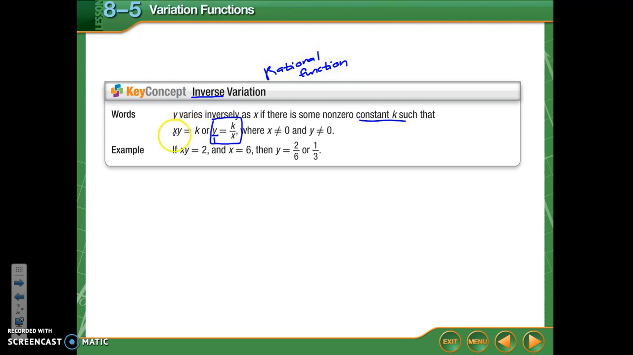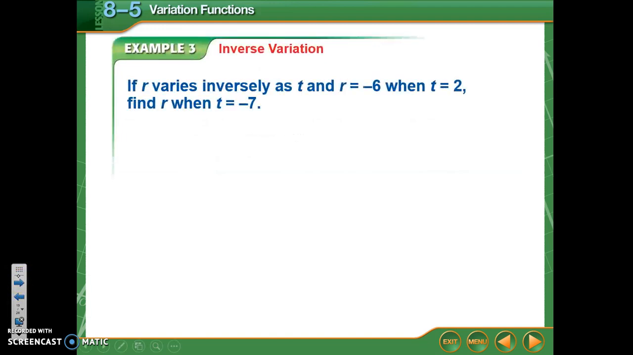Or if I solve for k, I have x times y. So in this example, x times y equals 2. If I were to solve that for y, I would get y equals 2 over x. And if x is 6, then y equals 2 over 6, which is 1/3. So basically what happens in inverse variation is that as x gets bigger, y gets smaller, or vice versa. As y gets smaller, x gets bigger. Because when I multiply x and y together, they always have to give me the same number, the constant of variation.